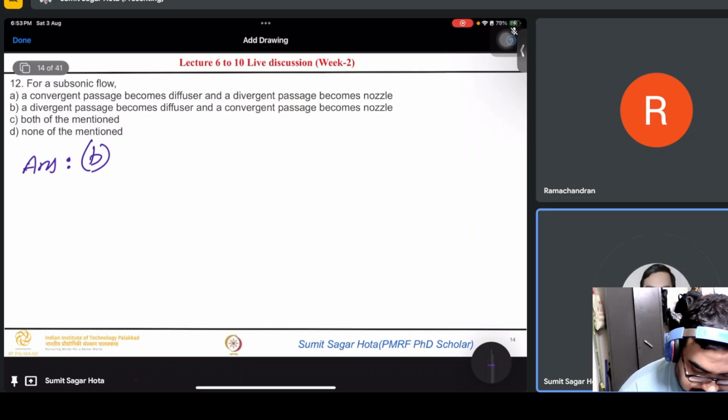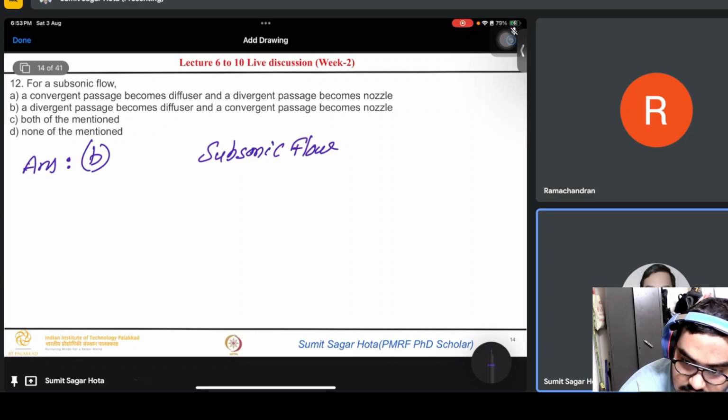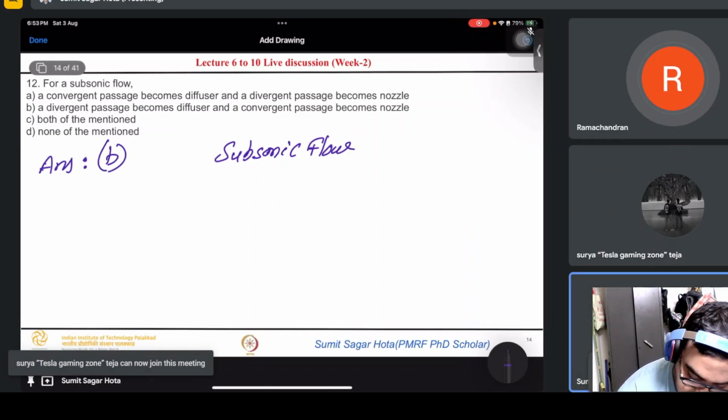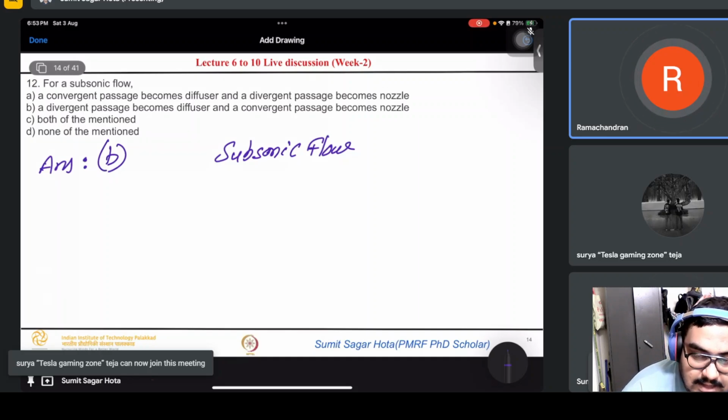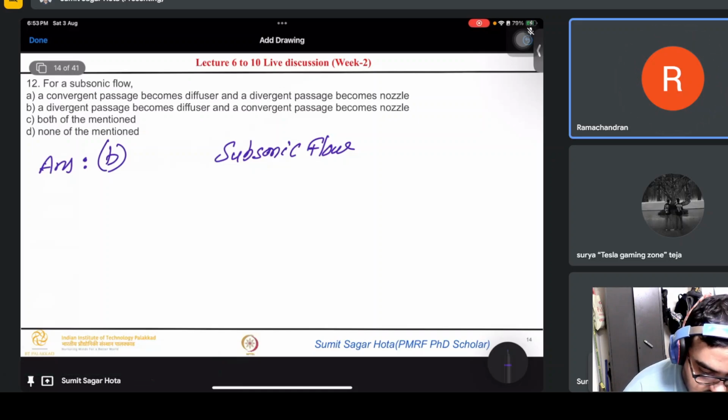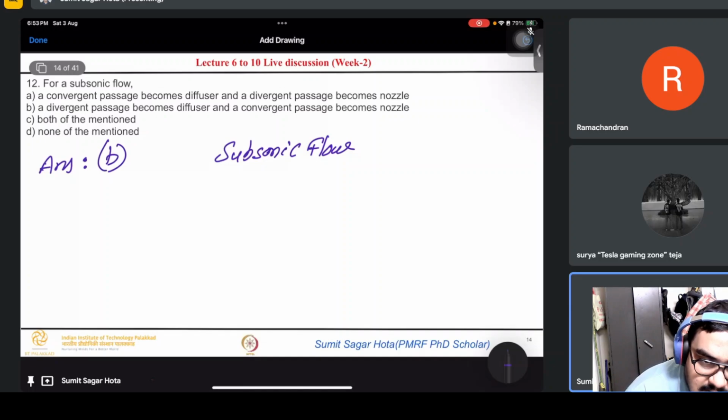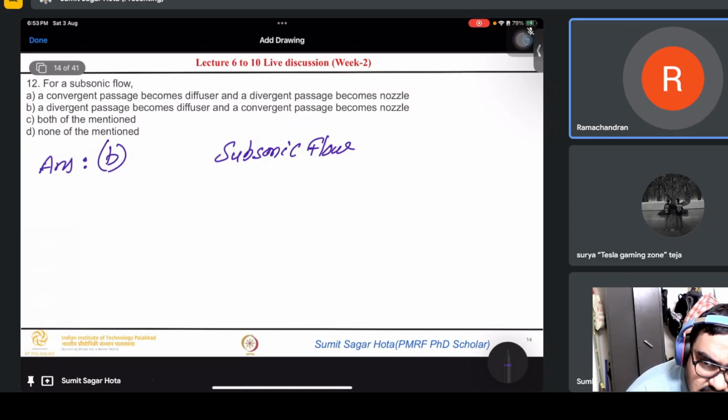Okay, so the subsonic flow... Sir, what if the inlet is sonic? Can you repeat again? Actually your voice is not clear. What if the inlet Mach number is sonic? Am I audible, sir? Yes. What if the inlet Mach number is 1?